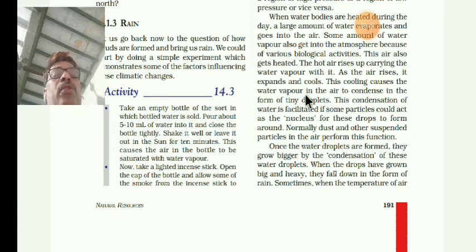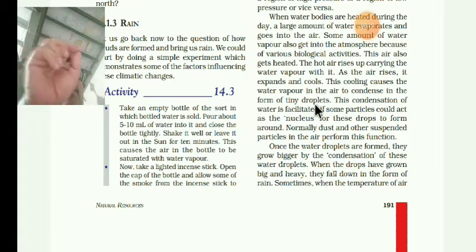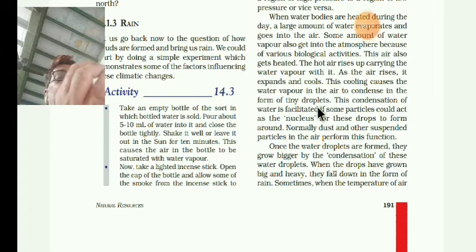So you know that dust particles act as a nucleus, and the water vapor droplets surround them and compact, and then it becomes a complete nucleus form. So once the water droplets are formed, they grow bigger. They grow bigger by condensation.